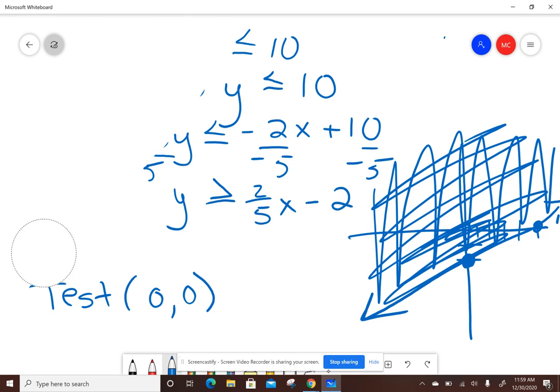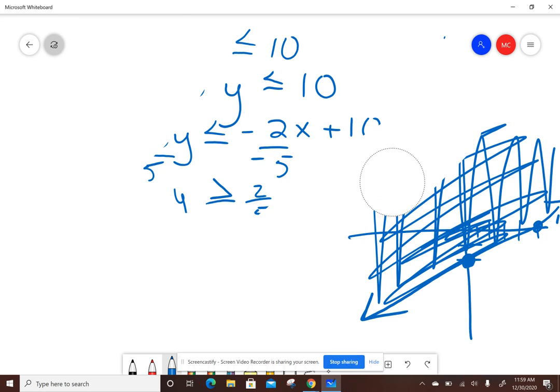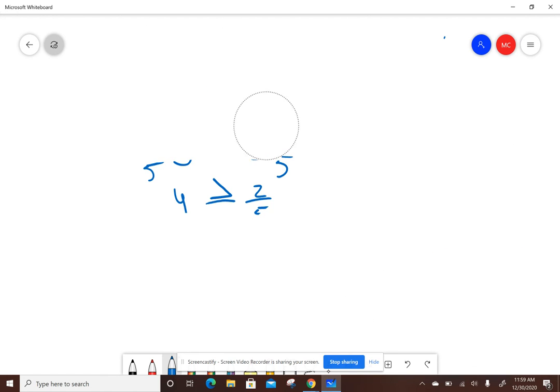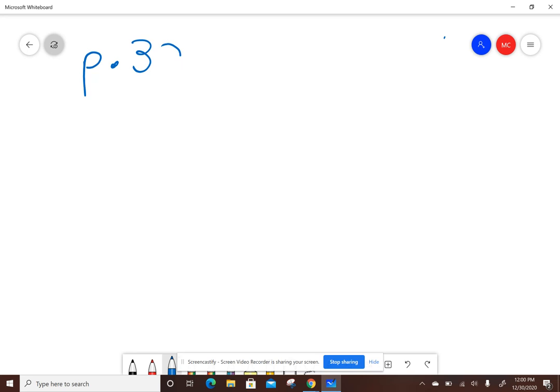Okay, so now what we're going to do is learn about solving absolute value inequalities. So I want everybody to turn to page 32 in your chapter 6B packet. Okay, so on page 32 in your 6B packet, I'll give you time to get it.